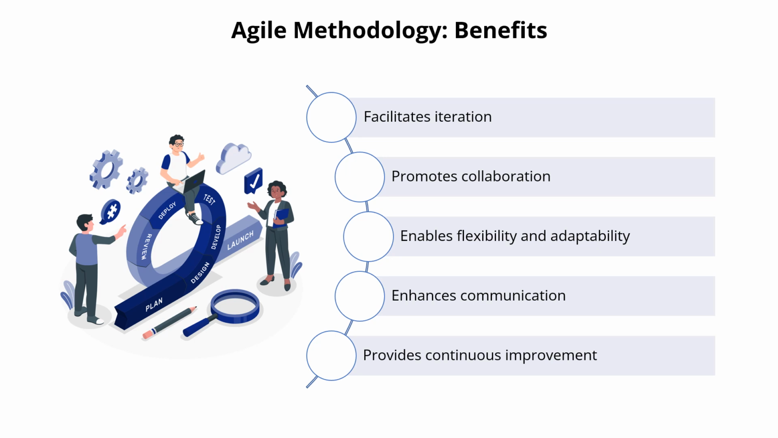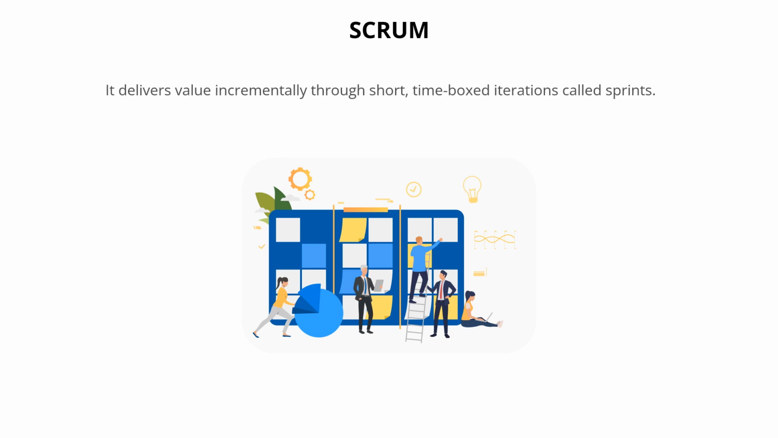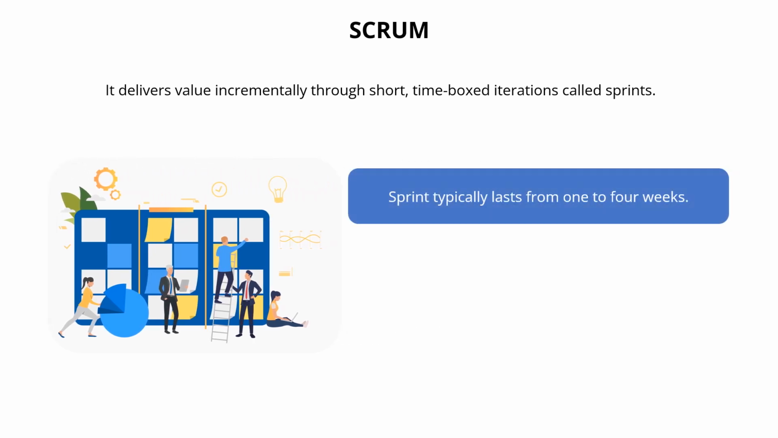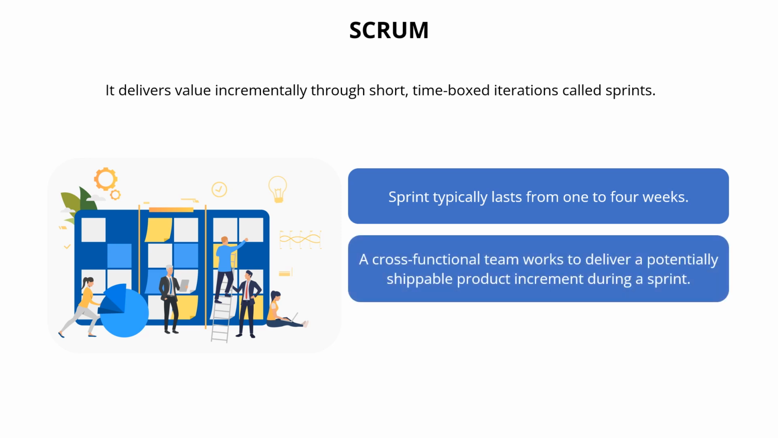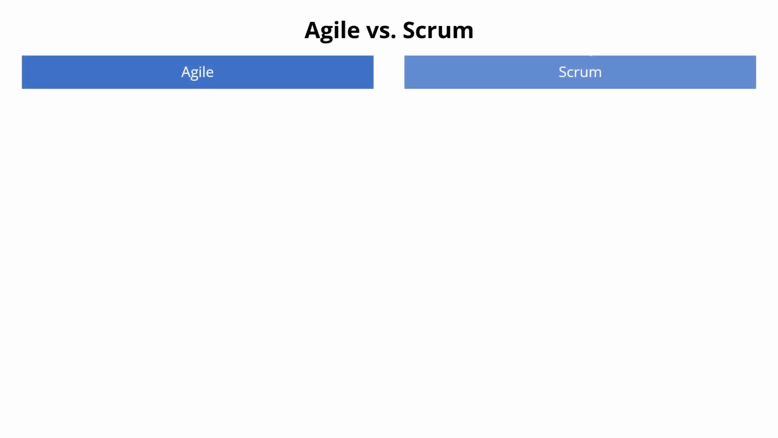In summary, Agile is a dynamic approach that prioritizes flexibility, collaboration, and continuous adaptation to deliver value throughout the project lifecycle. Scrum is a framework for agile project management that focuses on delivering value incrementally through short, time-boxed iterations called sprints. These sprints typically last from 1 to 4 weeks, during which a cross-functional team works to deliver a potentially shippable product increment. Let us now perform a small comparison between Agile and Scrum.